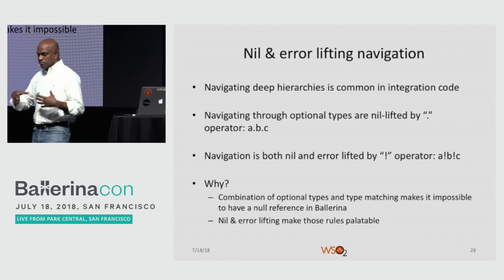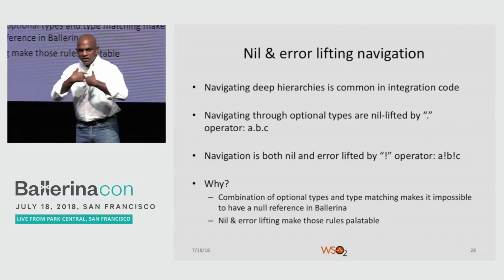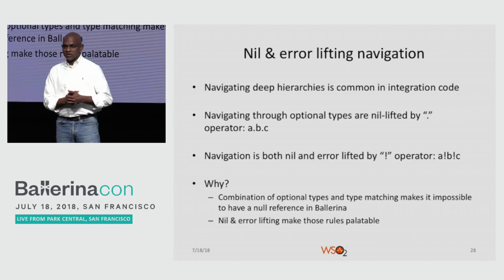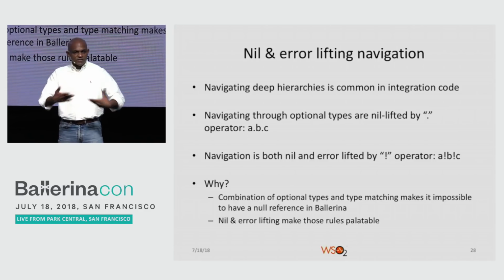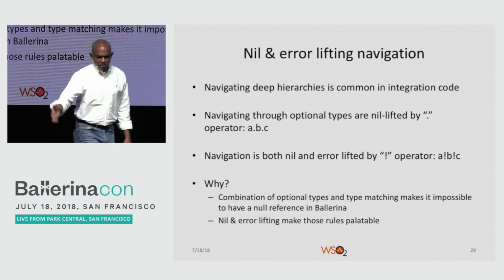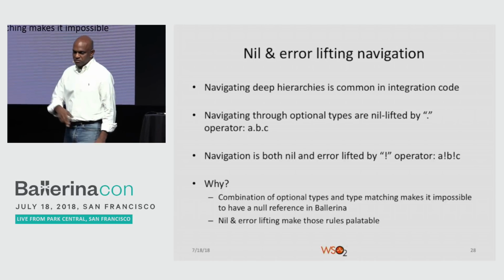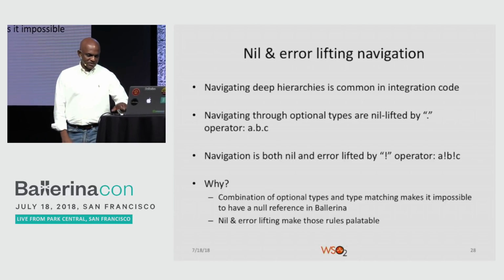So in Ballerina, when you write a.b.c, the compiler generates like 15 lines of code to make that work. Right? So it has to do all these things of actually checking it. And there's something called nil and error lifting, both using exclamation mark. You'll see this stuff later.